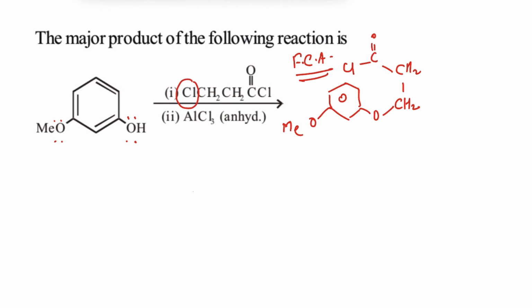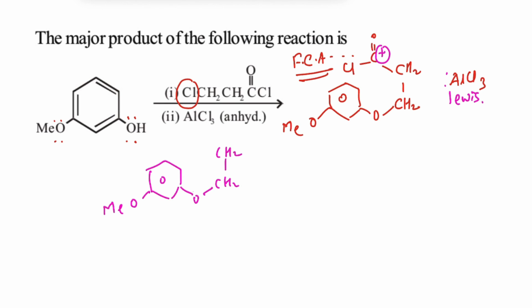The next part you have to figure out over here is, since you have got anhydrous AlCl3, this Cl will be associated with this aluminium, it's a Lewis acid, and that will cause the formation of an acyl carbocation. So if I have to write it, you will have OMe, this is oxygen, CH2, and there will be C double bond O plus.